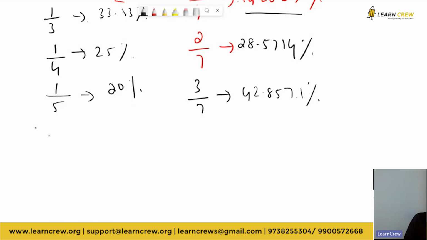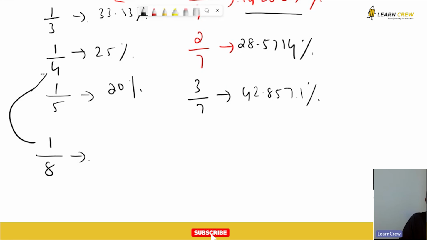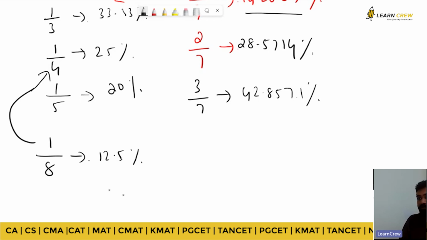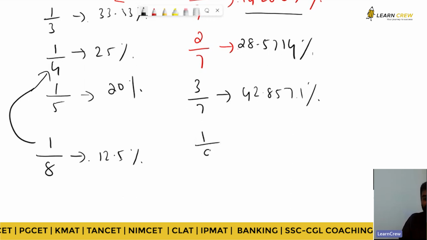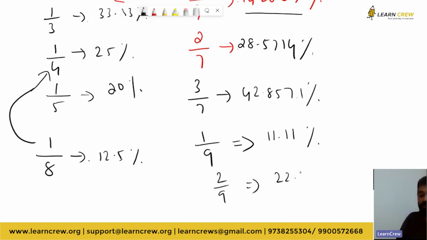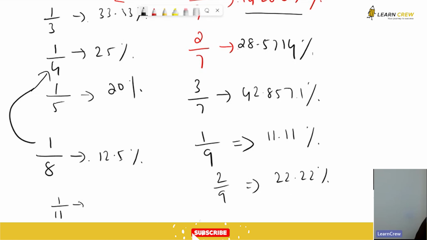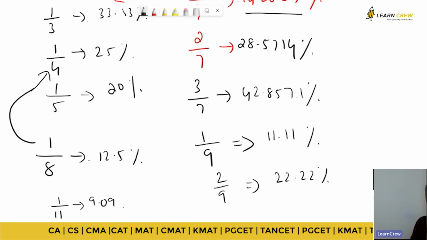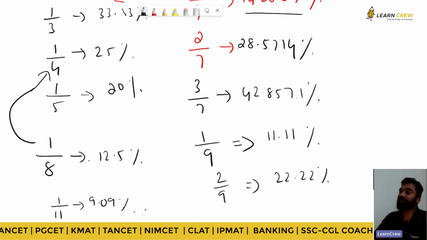Next, what is 1 by 8? This is half of 1 by 4. It is nothing but 25 divided by 2. This is 12.5%. Now, what is 1 by 9? 9 and 11 are complementing, they are friends. This 1 by 9 is nothing but 11.11%. 2 by 9 becomes 22.22, multiples of 11. If it is 1 by 11, it becomes 9.09. So 2 by 11 becomes 18.18. Keeps on going. It is multiple of 9.